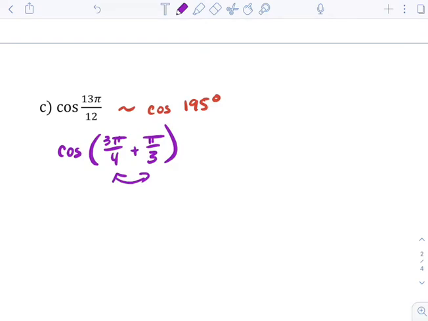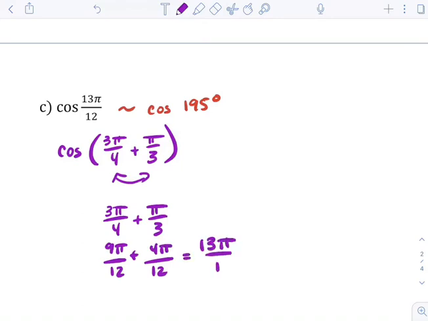So, cosine. Even before we start the formula, I can always check to make sure I did this properly by adding together what we have to see if it adds together for 13 pi over 12. If I get common denominators here, I would get 9 pi plus 4 pi, which add together for 13 pi over 12. So I know I did that right.